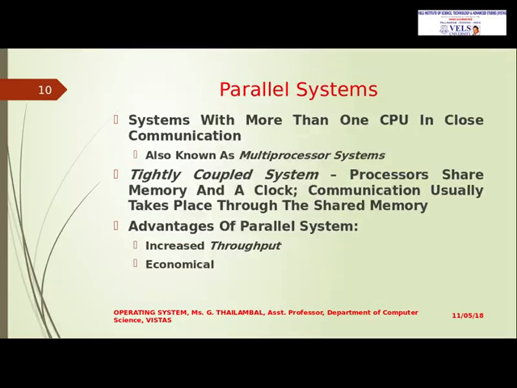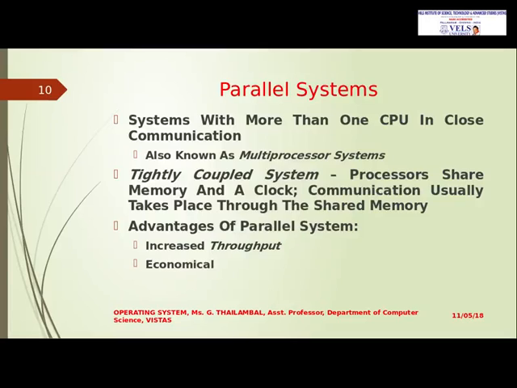And the next type of system is the parallel system. So a parallel system is otherwise called a multi-processor system. That means more processors will be there and all the processors will be executing many jobs at the same time. It is otherwise called a tightly coupled system. A tightly coupled system is nothing but they are going to share memory and a clock. So it can also share the jobs that need to be executed at the same time with the same memory and a clock. And the advantages of a parallel system are increased throughput and economy.